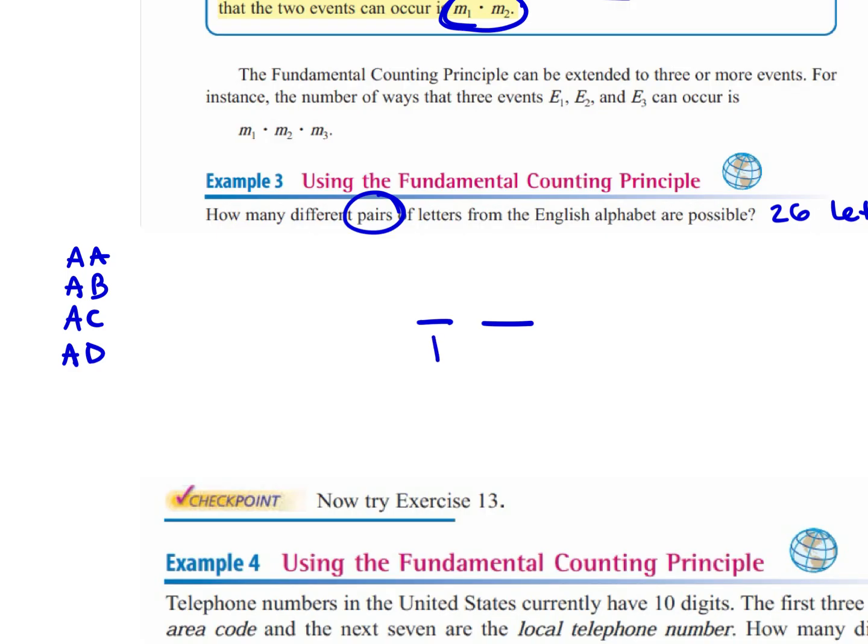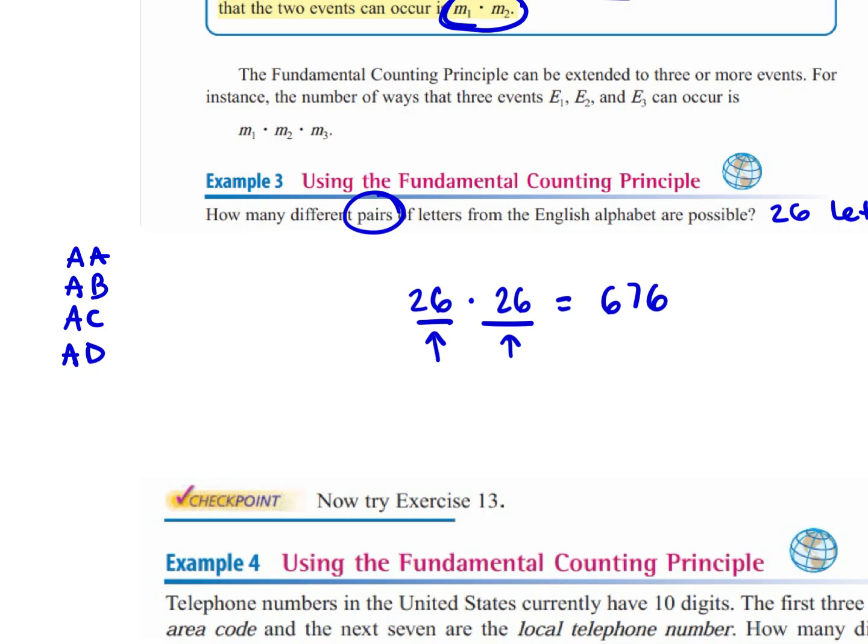How many different letters could I put in that first spot here? 26. I could put A through Z in that first spot. What about in the second spot? 26. I could put A through Z in the second spot. We're going to multiply these two together. So 26 times 26 would be 676.